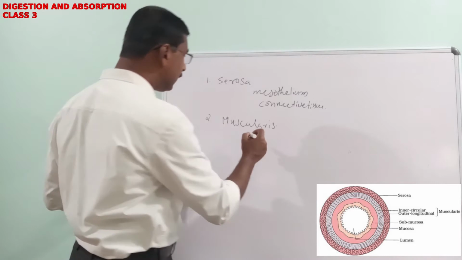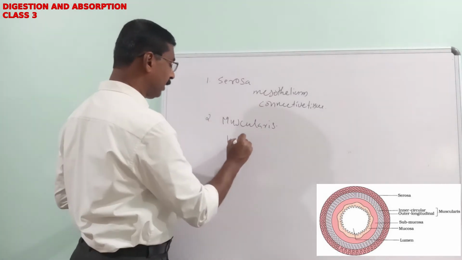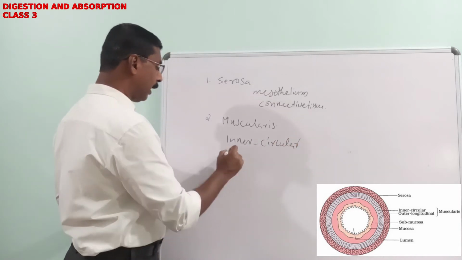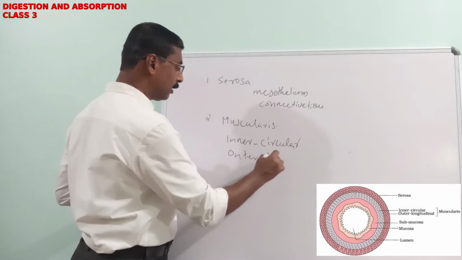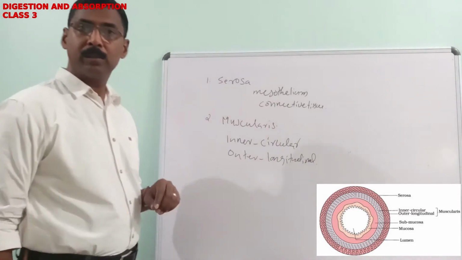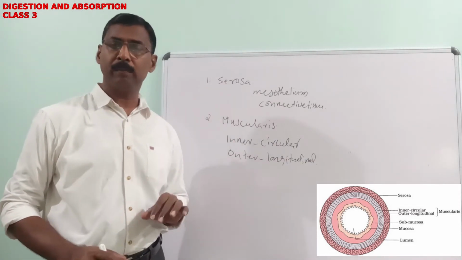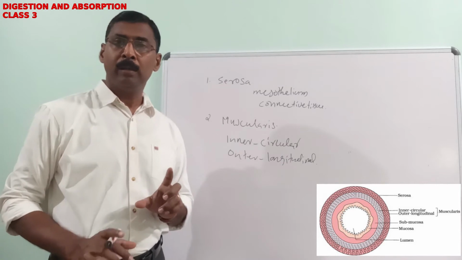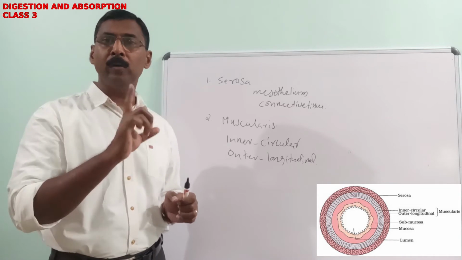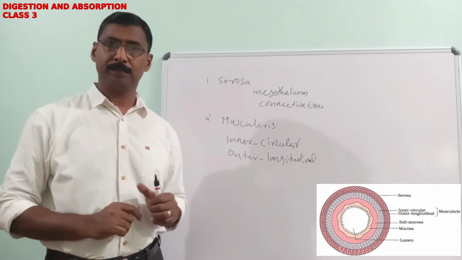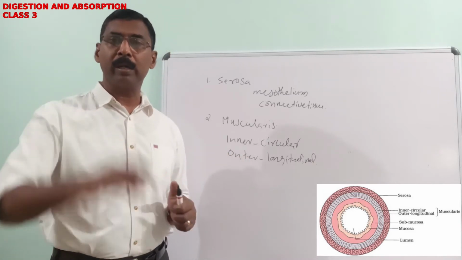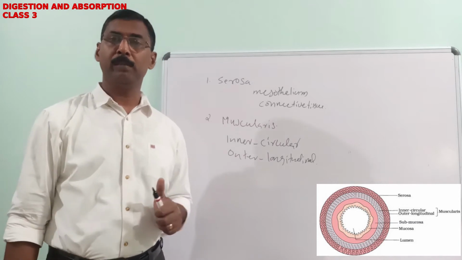The inner layer is the circular muscle and the outer one is the longitudinal muscle. So what is the circular muscle? We have already seen when we studied annelida. Circular muscles are the muscles which go around the alimentary canal. And longitudinal muscles are visceral muscles which run all along the length of the alimentary canal.